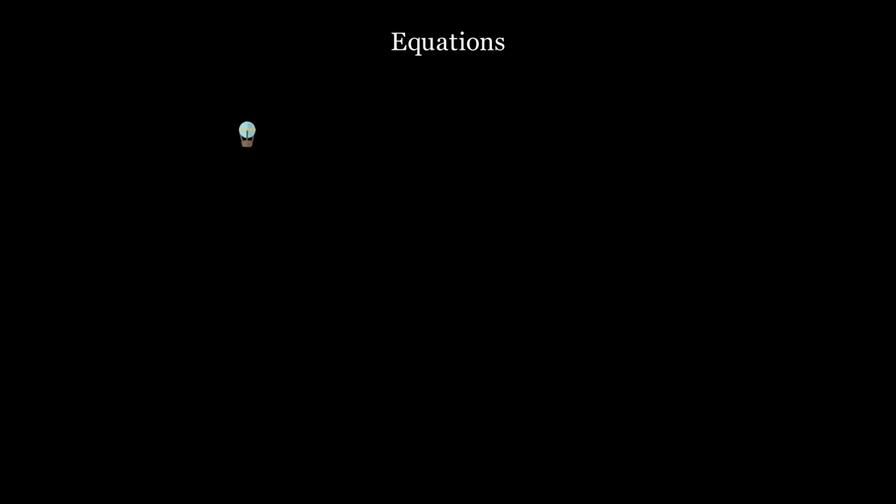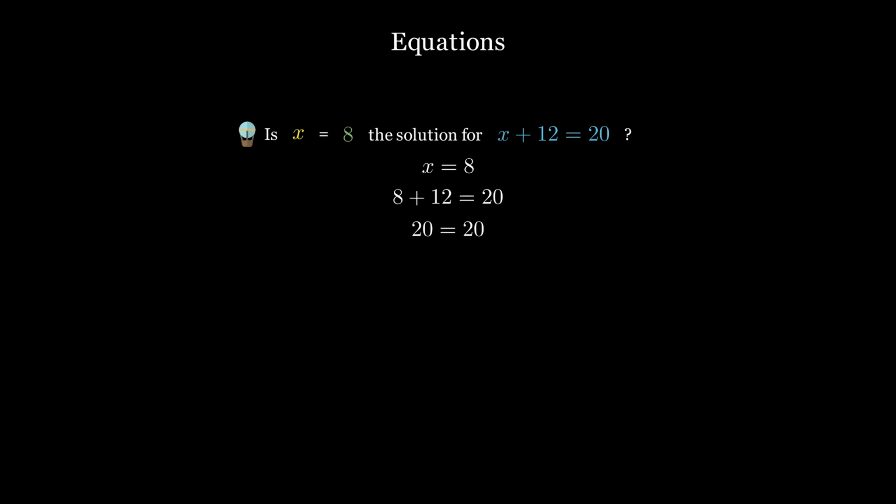Here we are given the equation x plus 12 equals 20 and we are asked to find the solution for x. To solve this equation, we need to find the value of x that makes the equation true. We know that x is equal to 8, so let's substitute the x value into the equation. Now the equation becomes 8 plus 12 equals 20. 12 plus 8 is 20 and 20 is indeed equal to 20. Both sides are the same, so the solution x equals 8 makes the sentence true.